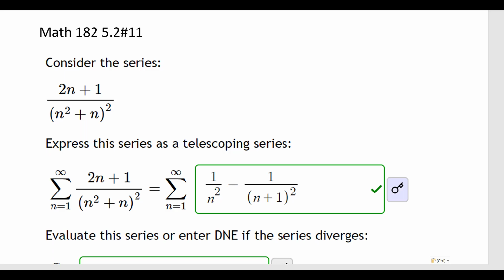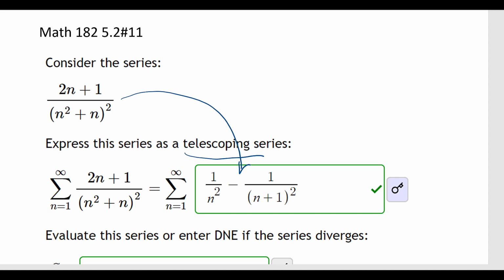Here's a problem I want to work out. A student asked about this, but he had already solved it, so good job for him. It's about doing partial fractions and doing this telescoping series. The way a telescoping series works is the middle terms end up canceling out. I want to show how to convert this series into something that would be a telescoping series by using partial fractions.